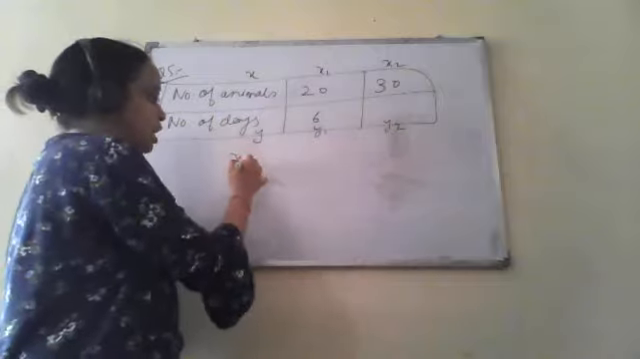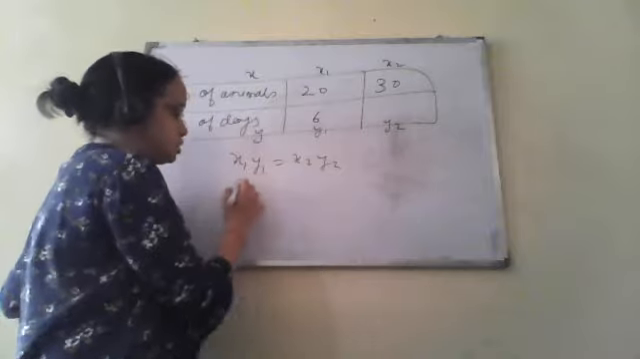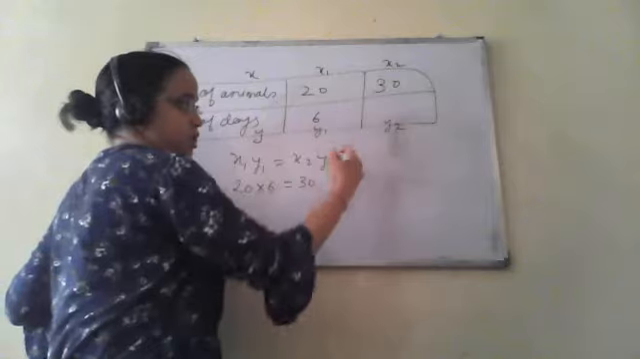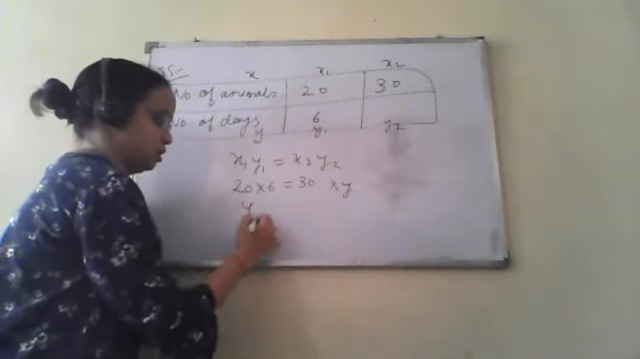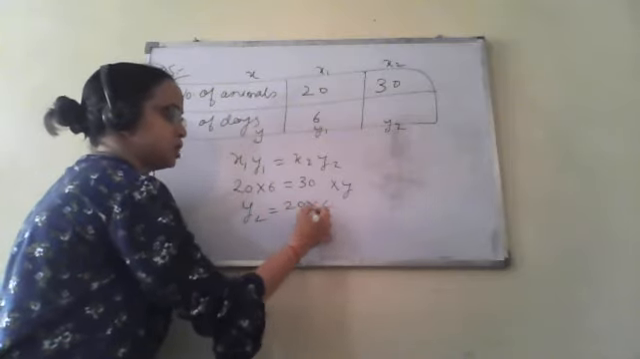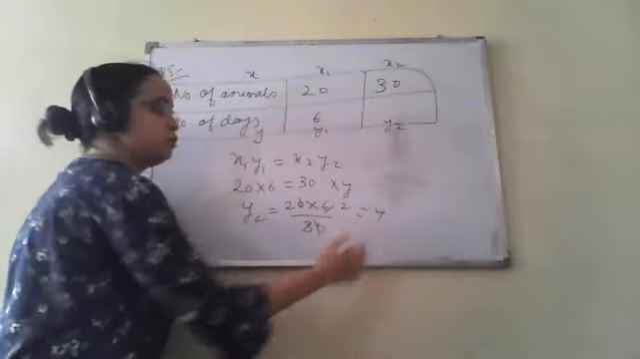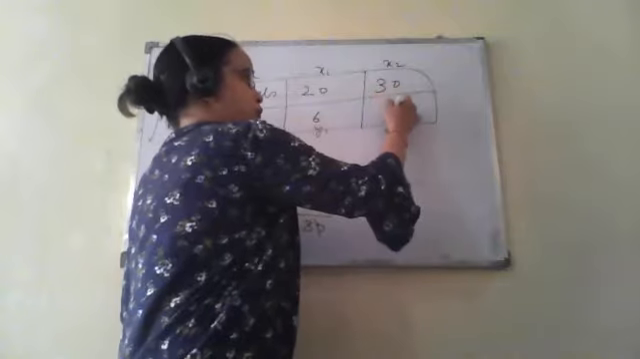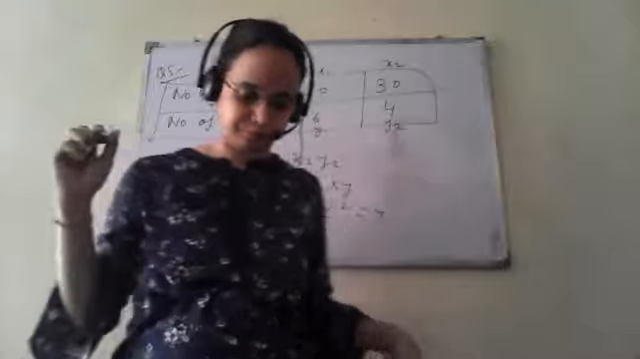So again we have x1 y1 equals x2 y2. This is 20 into 6, which is equal to 30. X2 is 30 and y2 we have to calculate. So y2 will be 20 into 6 upon 30, which is 4. So if there are 10 more animals, the food will last for only 4 days. So this is clearly an example of inverse variation.